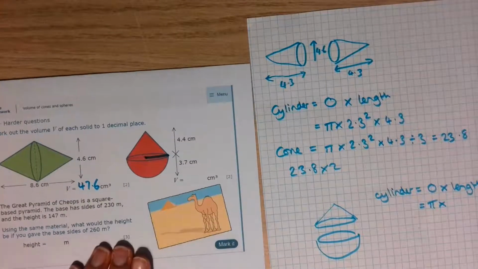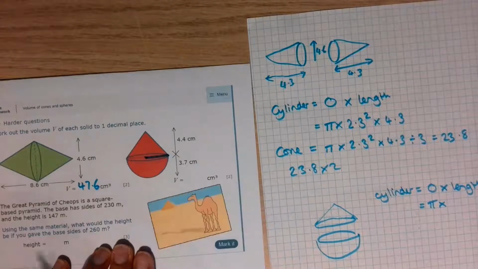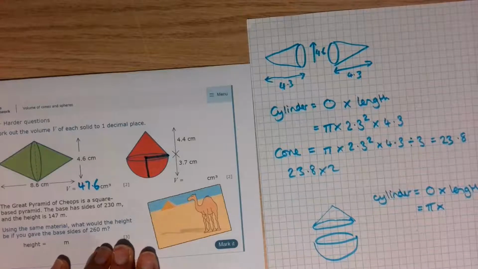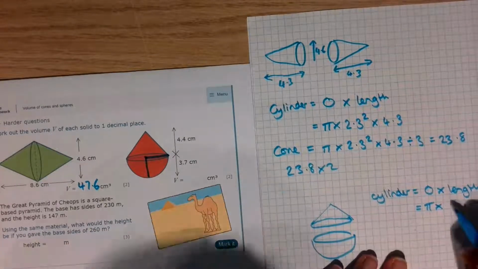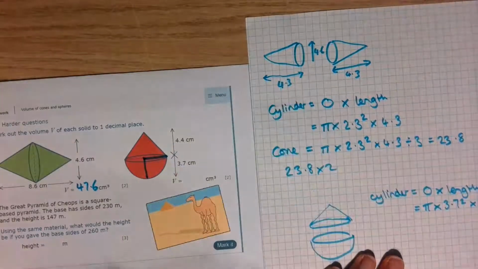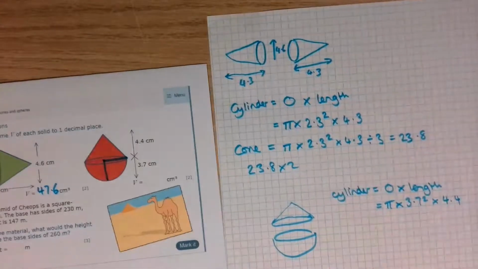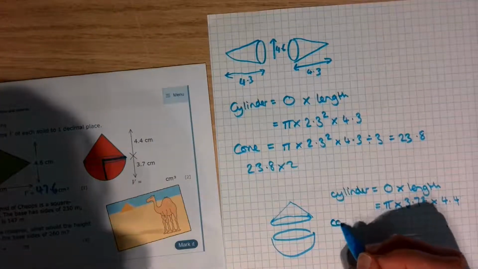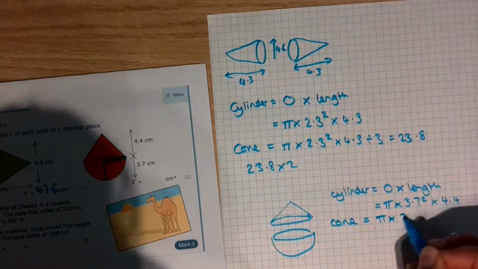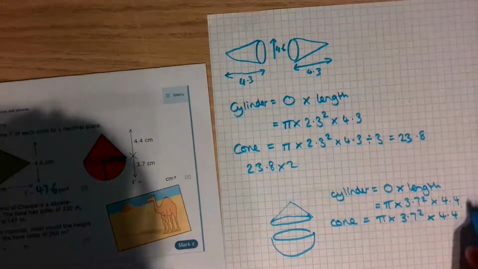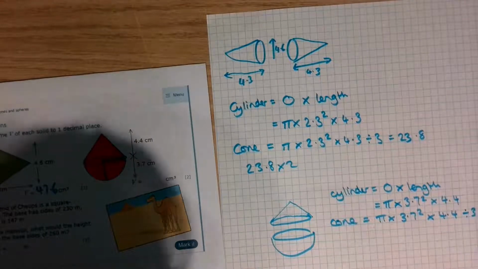But what's the radius of the hemisphere? Because the hemisphere goes out in all directions, the radius of a hemisphere is the same as its height. Both of those are the radius. So the radius is 3.7. The length of my cone, remember still focused on our cone, is 4.4. That would be a cylinder. We want a cone. So a cone will be pi times 3.7, the radius, squared, times 4.4, which is the height or the length, and then we divide it by 3.